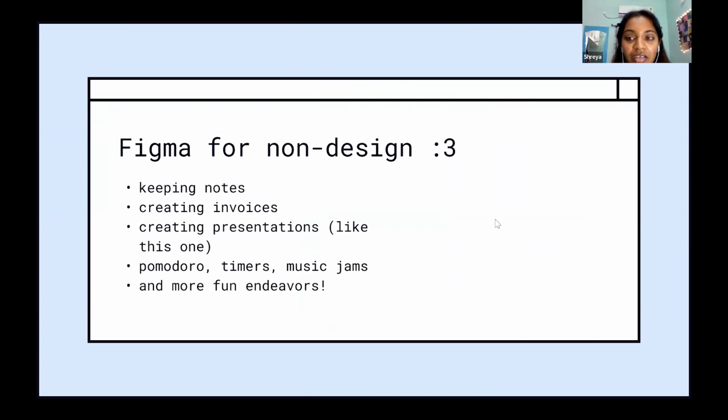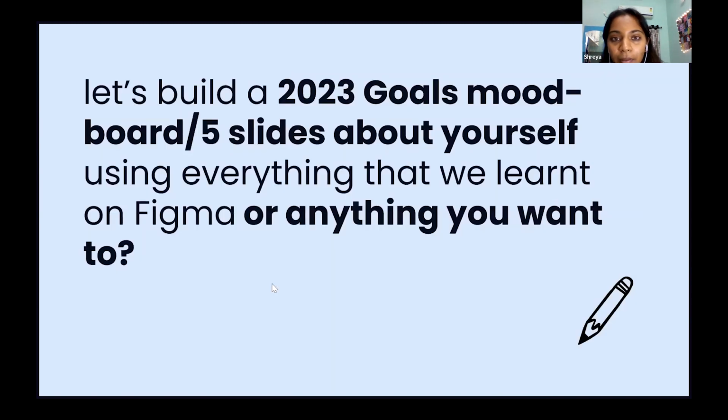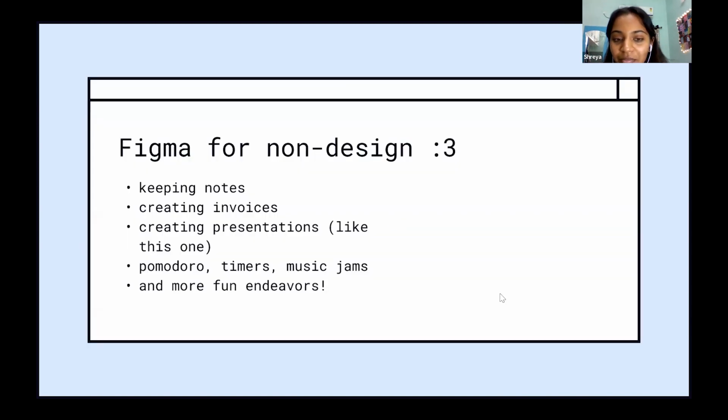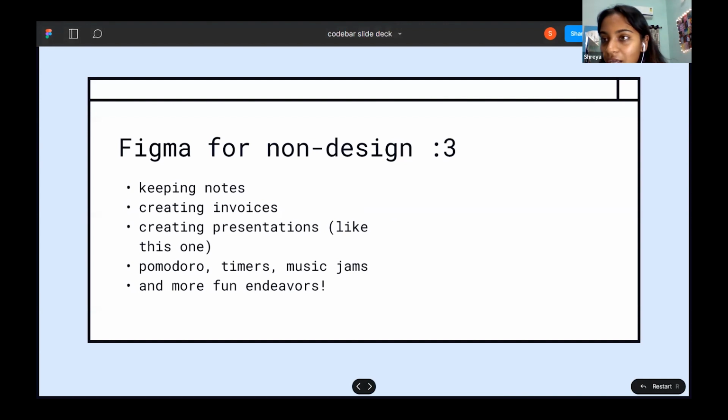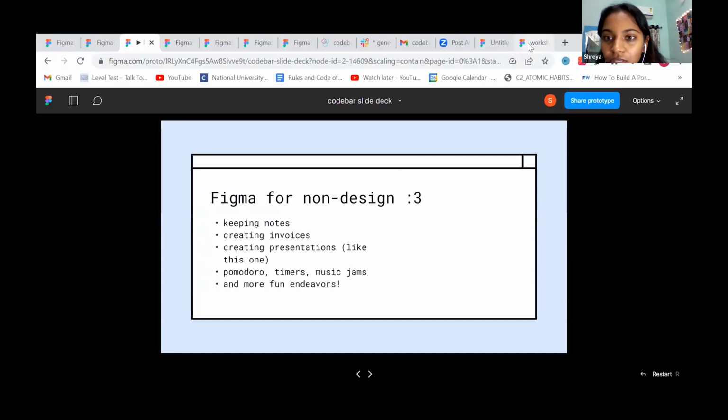And I think it does a very good job of giving you templates with pre-existing fonts, type scales and colors, and amazing themes. So you could use that. You could use Pomodoro timers. You could do music jams like I showed you a couple of minutes back, and a lot of other things. This is an activity I wanted you all to do, but before that, I want to explain how Figma works.